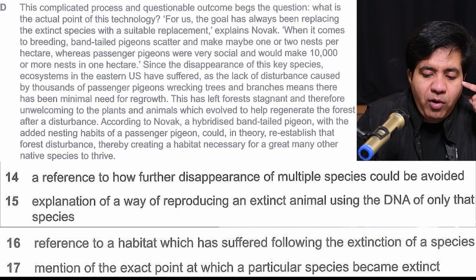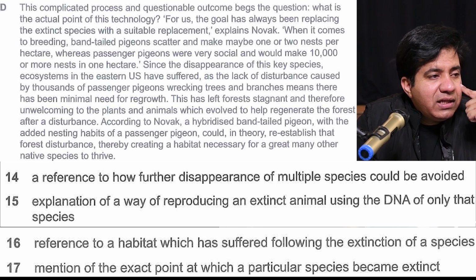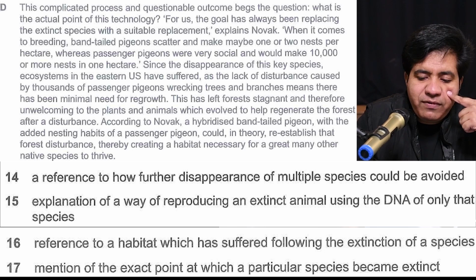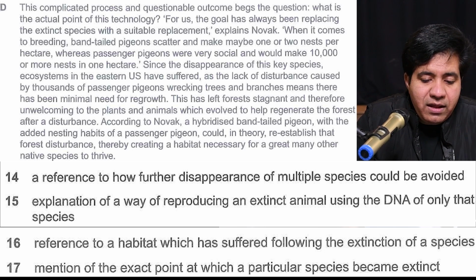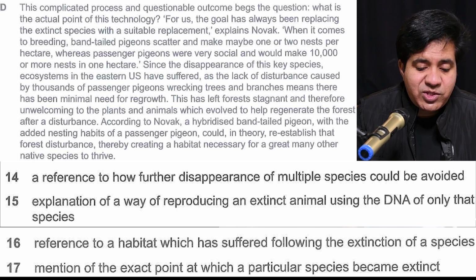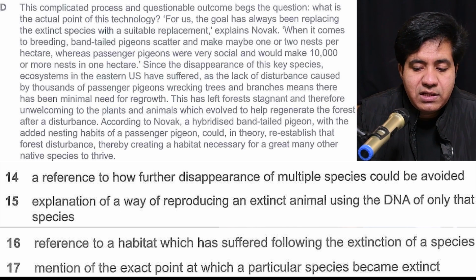And you will find a name also. Novak. Found Novak? Encircle Novak, and read from the third line carefully. When it comes to breeding, band-tailed pigeons scattered and make maybe 1 or 2 nests per hectare, whereas passenger pigeons were very social and would make 10,000 or more nests in 1 hectare. Since the disappearance of this key species, ecosystems in the eastern US have suffered as the lack of disturbance caused by thousands of passenger pigeons.